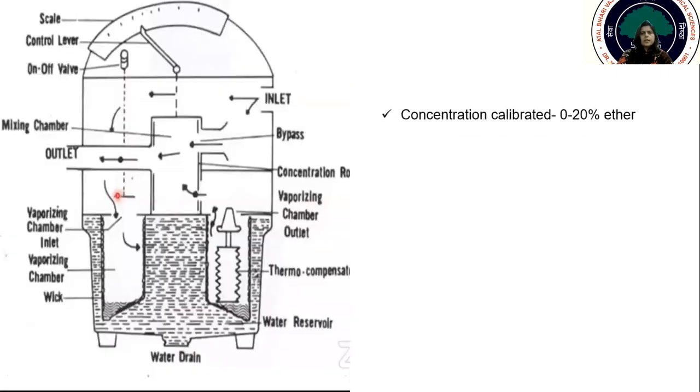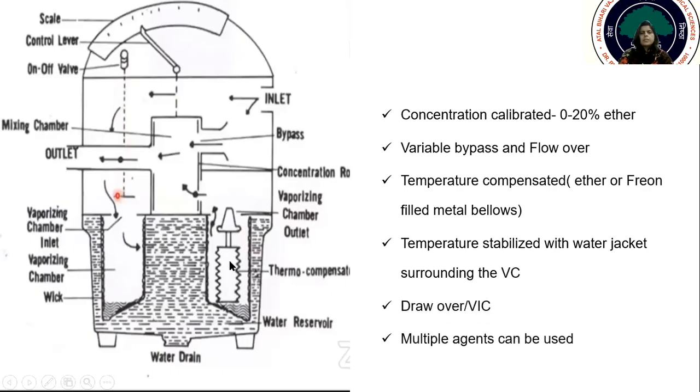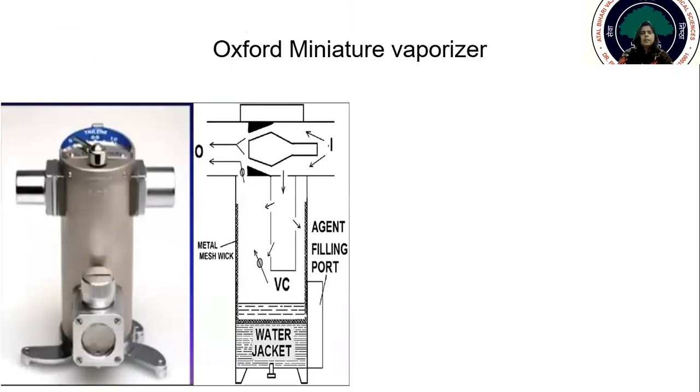This is a concentration calibrated vaporizer, mostly used for ether, calibrated 0 to 20%. It is a variable bypass and flow over type of vaporizer. Temperature compensated with ether or freon metal filled bellows, which are here, and temperature stabilized with a water jacket. You can see this is a water jacket around the vaporizing chamber. This is the vaporizing chamber, and this is the bypass chamber. It is a drawover type of vaporizer which is used within the circuit, and multiple agents can be used inside this vaporizer.